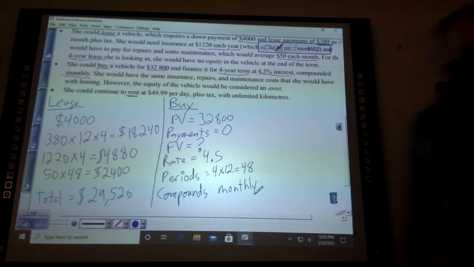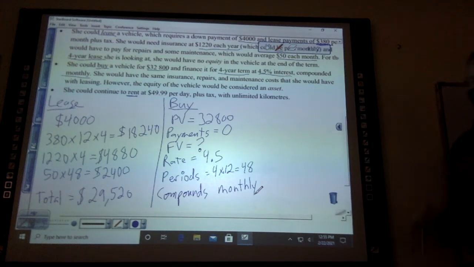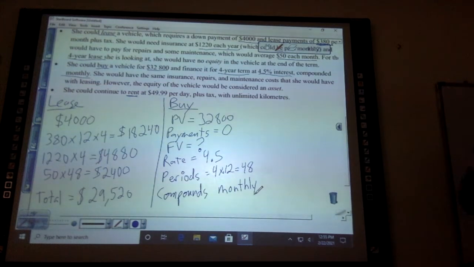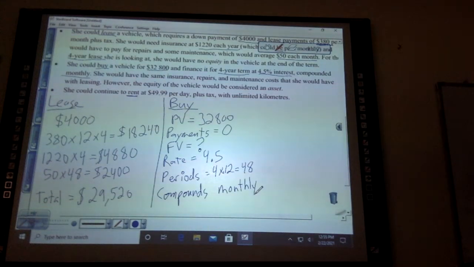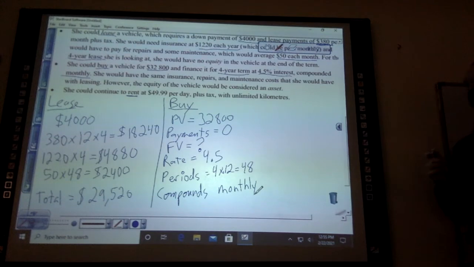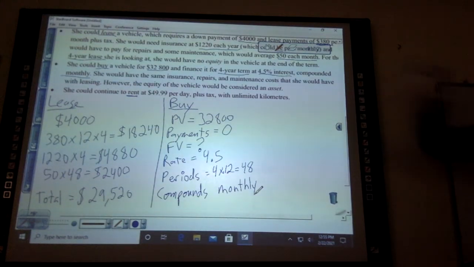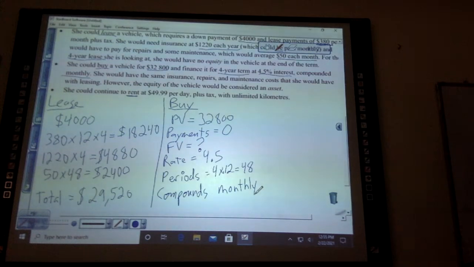So if you put this in your phone, yeah. This is posted up on Google Classroom already. If you want to, sure. Like this exact notes is posted, but if you want to take it from here, that's totally fine. 32,800.